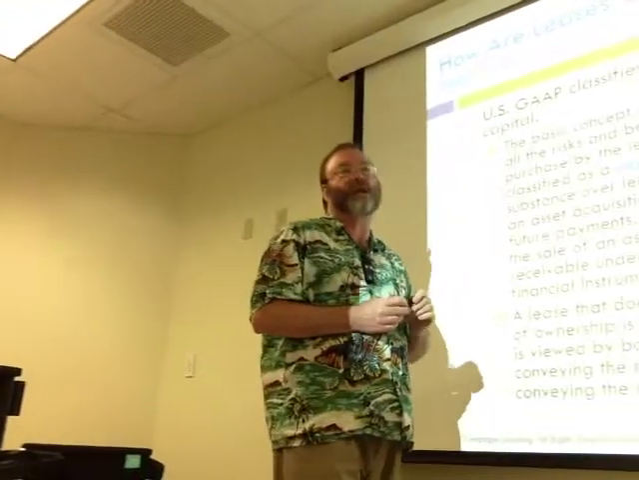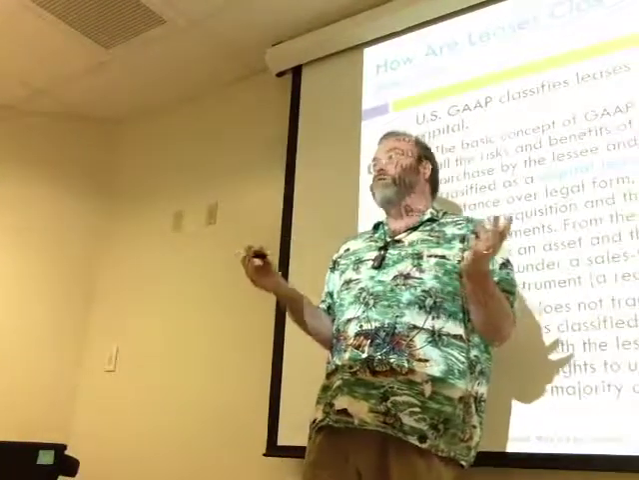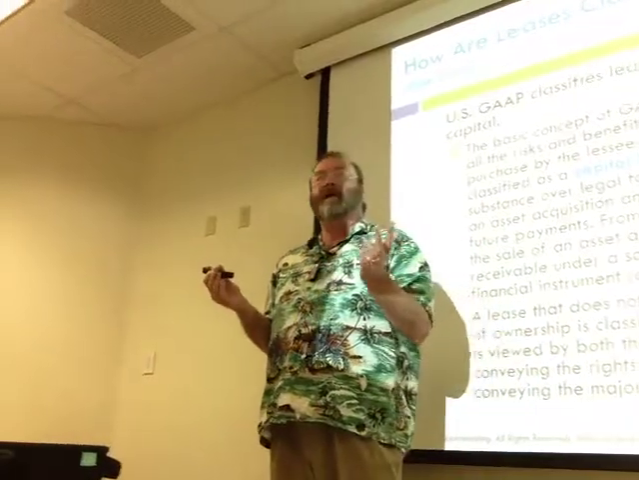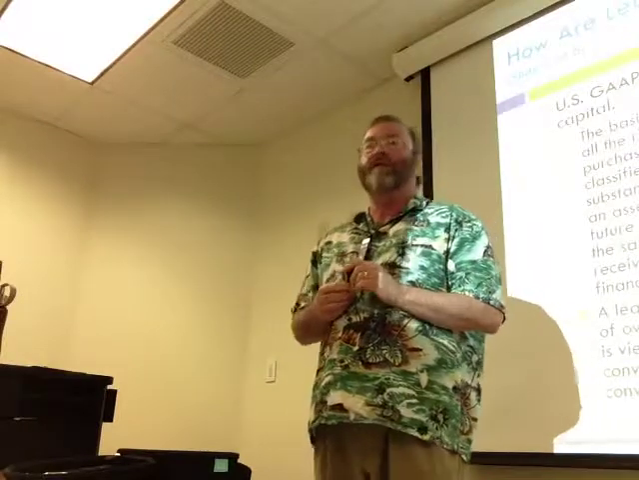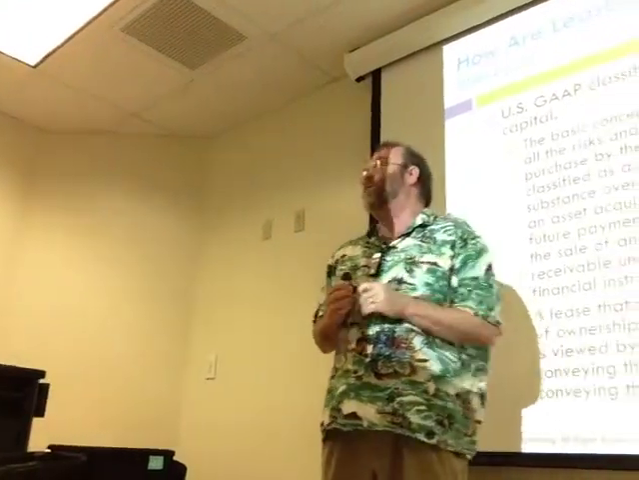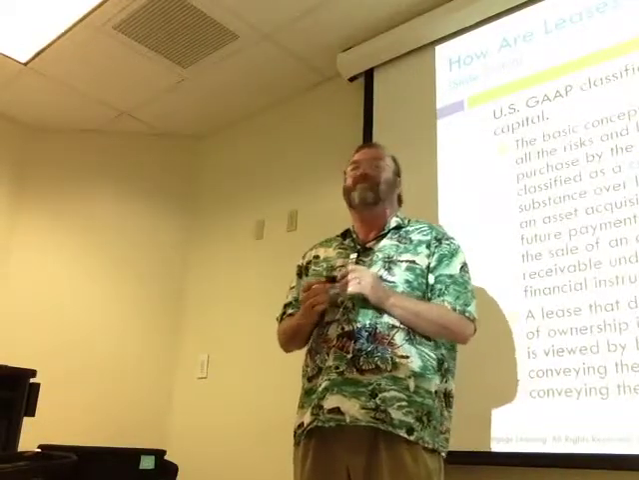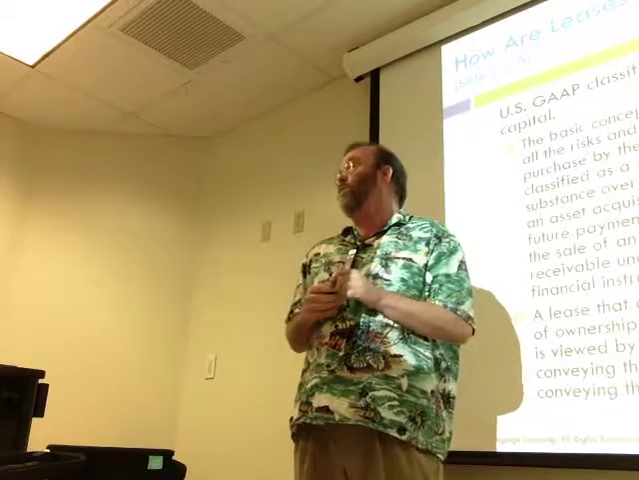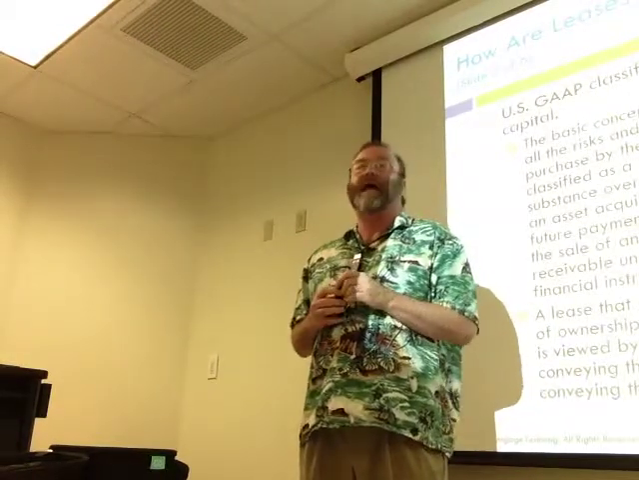An operating lease is strictly rent. You don't have a liability. You do not have an asset that you put in your property, plant, and equipment section of your classified balance sheet. Every month, you just write a check and expense it. Straightforward. A debit to rent expense, credit cash.